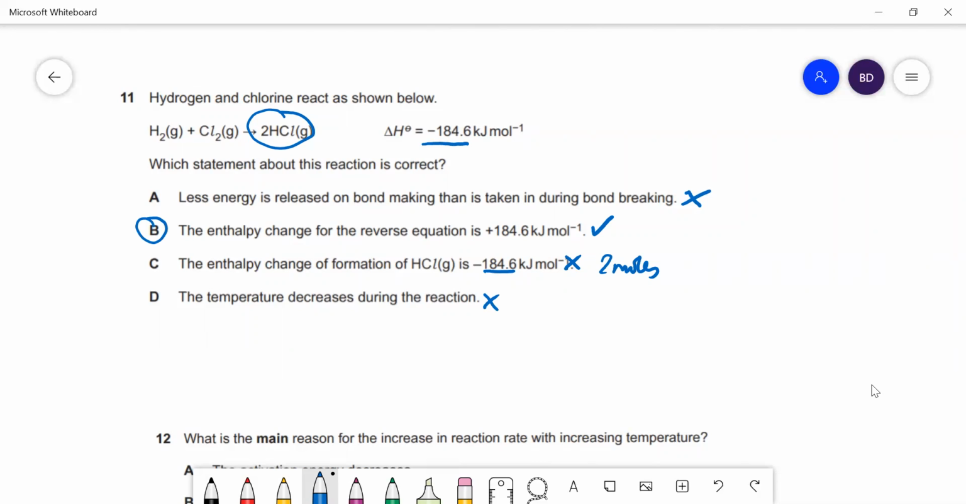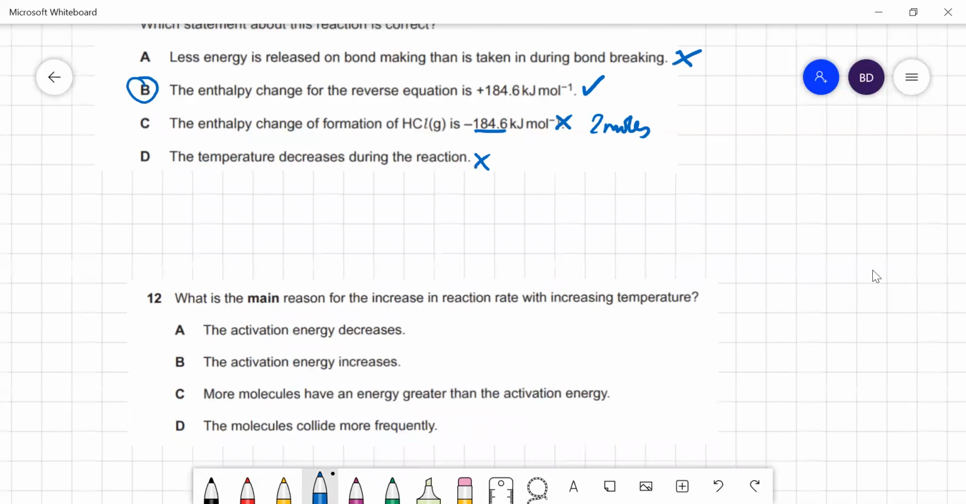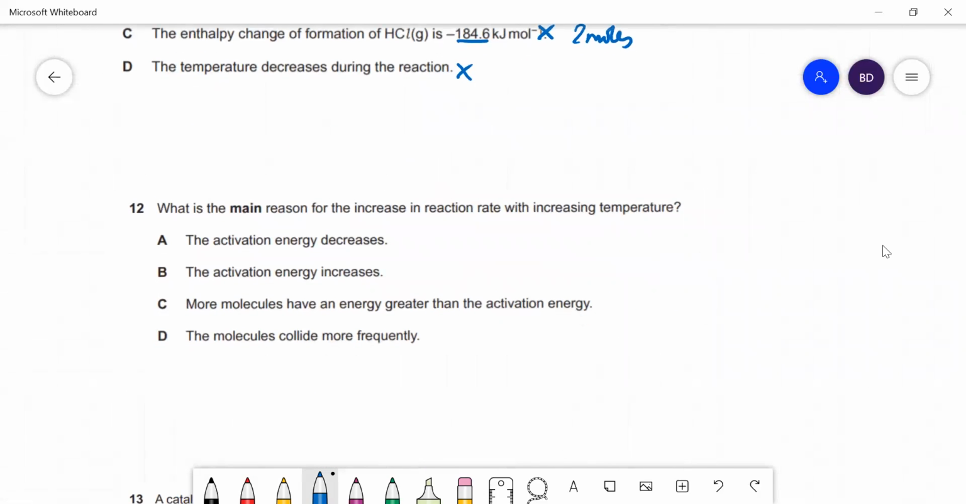Okay. What is the main reason for the increase in reaction rate with increasing temperature? Right, A: the activation energy doesn't decrease with temperature; it stays the same. The catalyst will reduce that, of course. The activation energy doesn't change, so B is wrong. More molecules have energy greater than the activation energy. That is going to be the thing that's really driving it, making it go much faster. The molecules collide more frequently. That will make it go a bit faster, but not as much as C. So C is the right answer there.